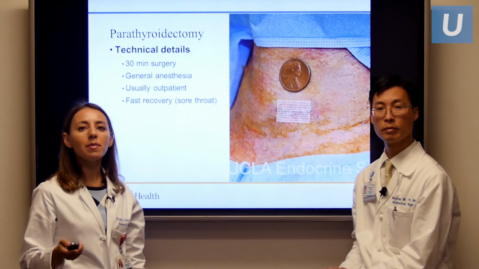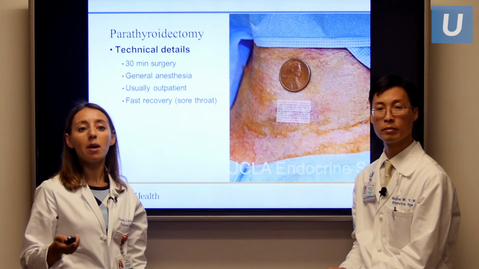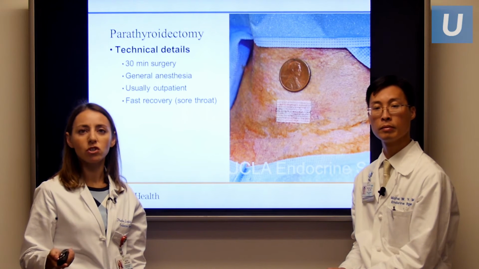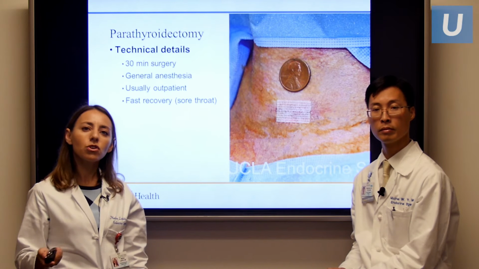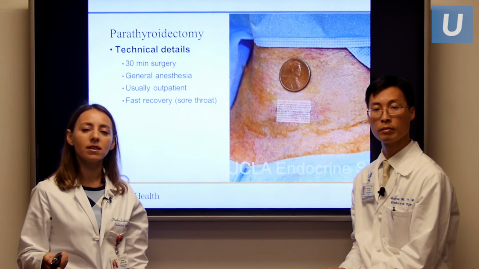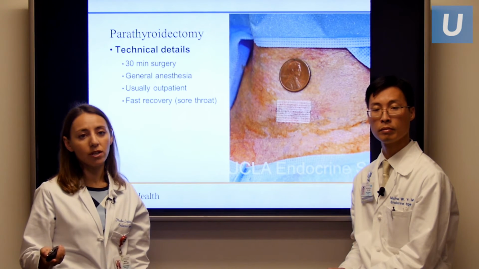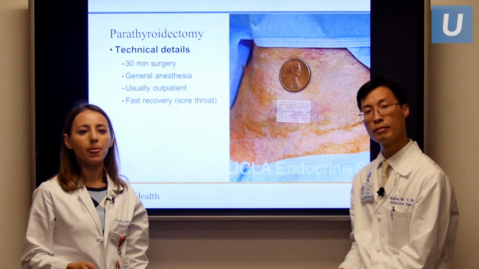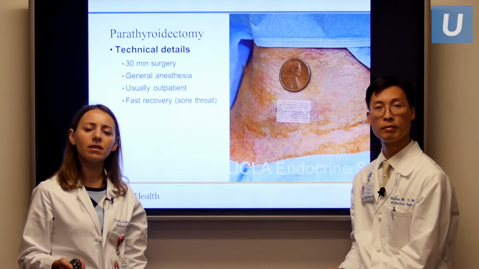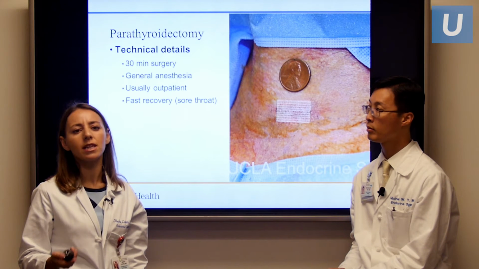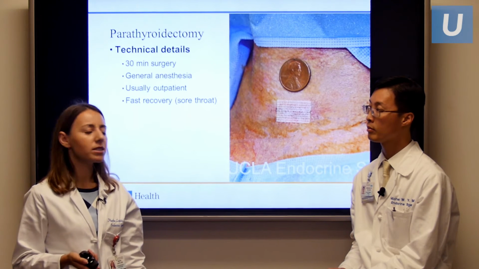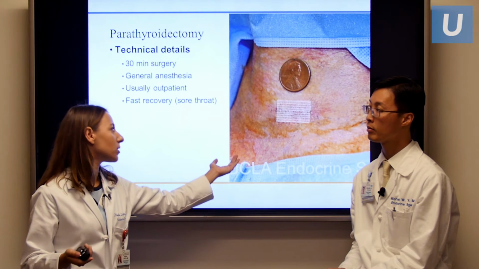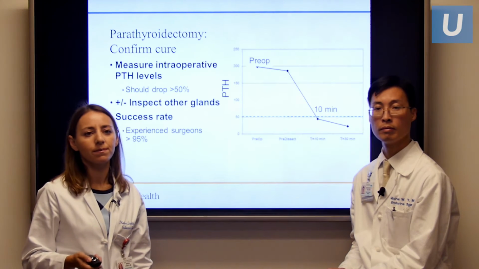So let's talk a little bit about the technical details of a parathyroidectomy, which is a surgery to treat this disorder. This surgery usually takes us about 30 minutes. We do it under general anesthesia, and it's usually outpatient depending on where you live and your social support. It's a pretty fast recovery, and what most patients feel is a little bit of a sore throat. You can see basically the size of the incision compared to a penny. It's a little over an inch in size.